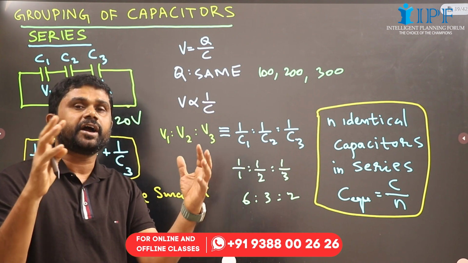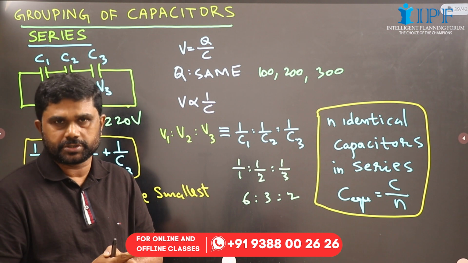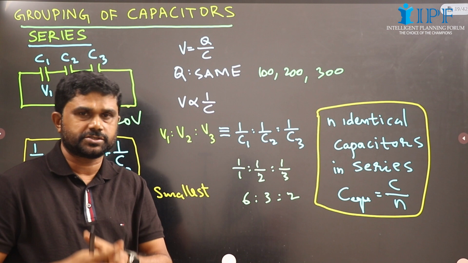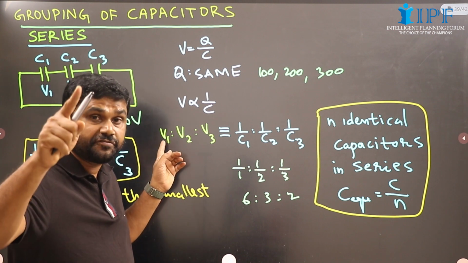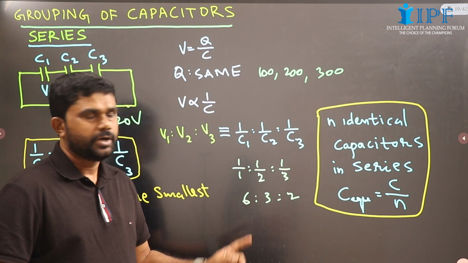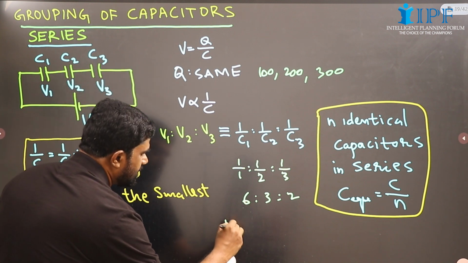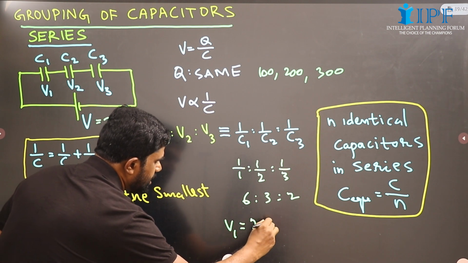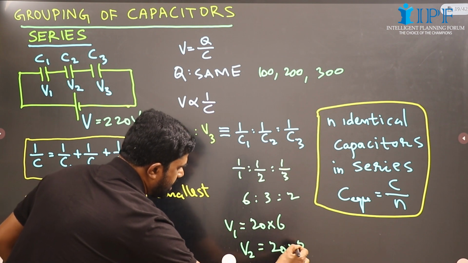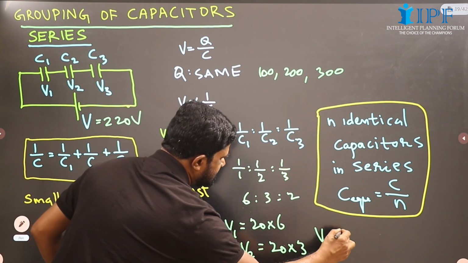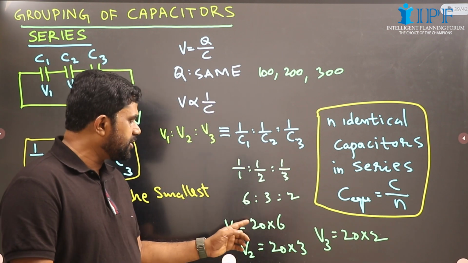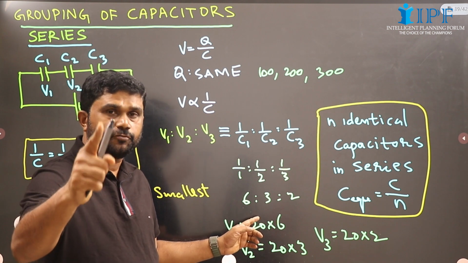When we divide 220 by 11, each part will be 20 volt. See, 20 volt, 20 volt, 20 volt, 11 equal parts, in which the voltage across the first capacitor will be 6 parts, means 6 into 20. Voltage across the second capacitor will be 20 into 3 parts, and voltage across the third capacitor will be 20 into 2 parts.